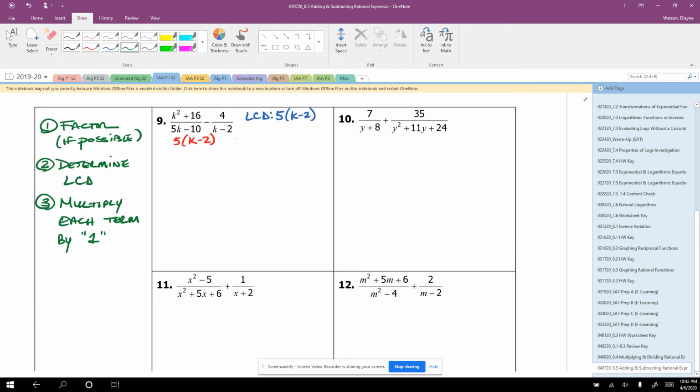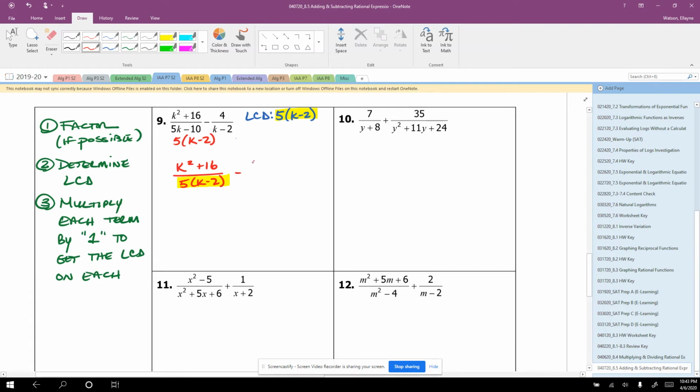So multiply each term by 1, whatever you need to get the LCD, the least common denominator, on each. And that might not be worded the best, but hopefully you know what I mean. So I'm going to just rewrite it here because it gets a little messy. The first term, the original, is k squared plus 16 over 5 times k minus 2. So what do I need so that this becomes this? Nothing. That already has the least common denominator, so I'm good there.